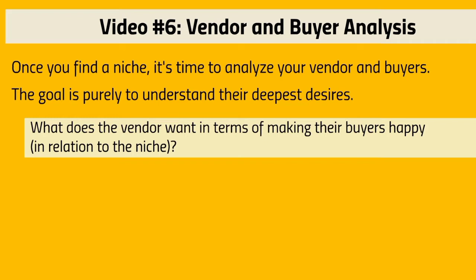So the first question is, what does the vendor want, in terms of why and what they want to do, and how they want to do it, as far as making their buyers happy? In other words, when a vendor sees something, they either think, well, this is something that my buyers definitely don't want, or this is something that my buyers really, really want, and I want to make a deal with another vendor and make a special deal for my buyers.